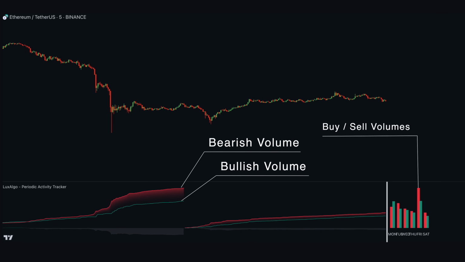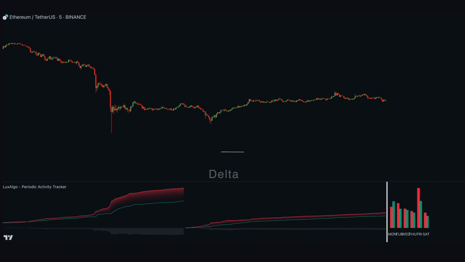This tool provides a simple and clear way of analyzing volumes for each aggregated period and is made up of the following elements: buy and sell volumes by period as red and green lines with color gradient area, delta, in other words, difference between buy and sell volume for each period, buy and sell volume bars for each period, separator between lines and bars, and period tags below each pair of bars for ease of reading.